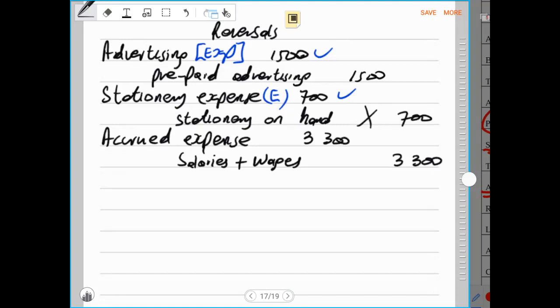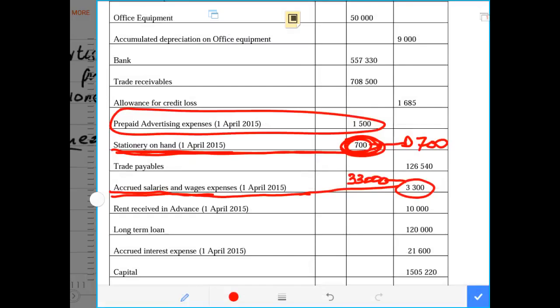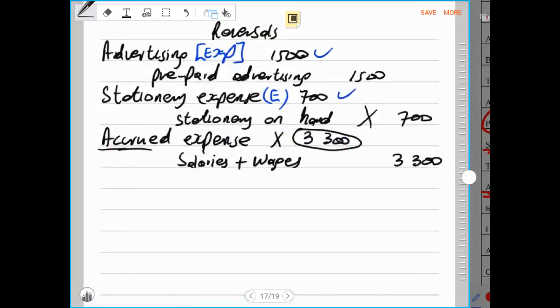So in this case, once again, we don't record this anywhere. Why that is the case is because the debit side of the accrued expense is cancelling the entry which is on the credit side of the trial balance. That means the minute we record 3,300 on the debit side, we have cancelled this entry and the balance after that will be 0. So that is why we don't record the debit entry in this case.